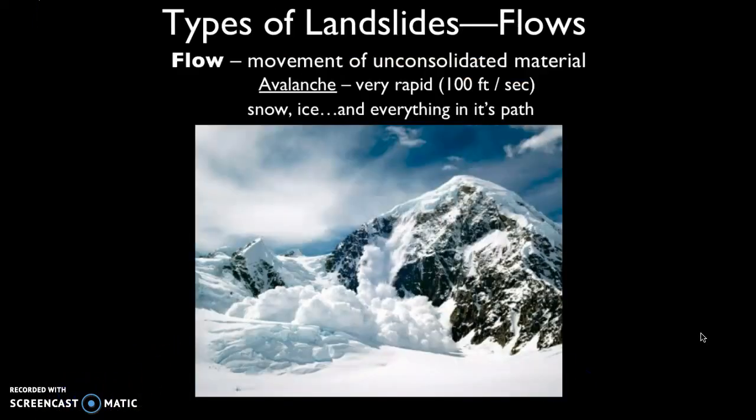Fourth type of flow that we have, I think it's the fourth, is going to be an avalanche. So in this case, avalanches are the most rapid type of flow. Remember that debris flow and mud flow are 50 or 50-some miles an hour at most. These guys are 100 feet per second, so per hour. Let me do the math real fast.